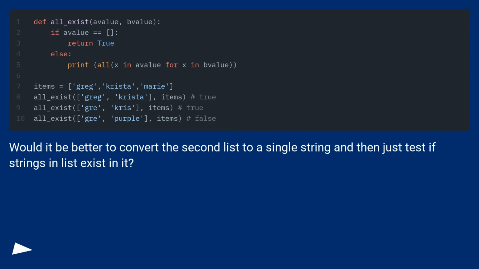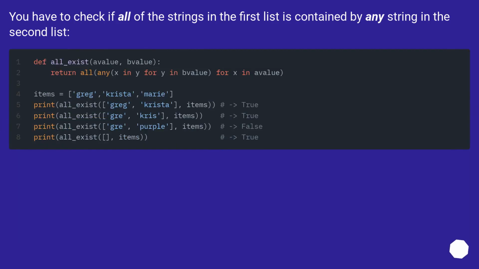Would it be better to convert the second list to a single string and then just test if strings in the list exist in it? You have to check if all the strings in the first list are contained by any string in the second list.